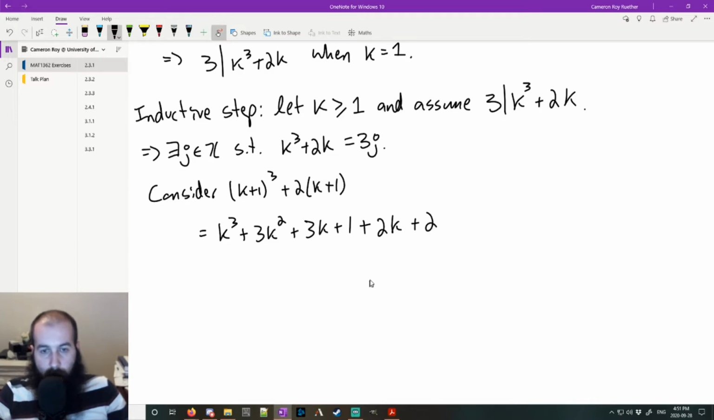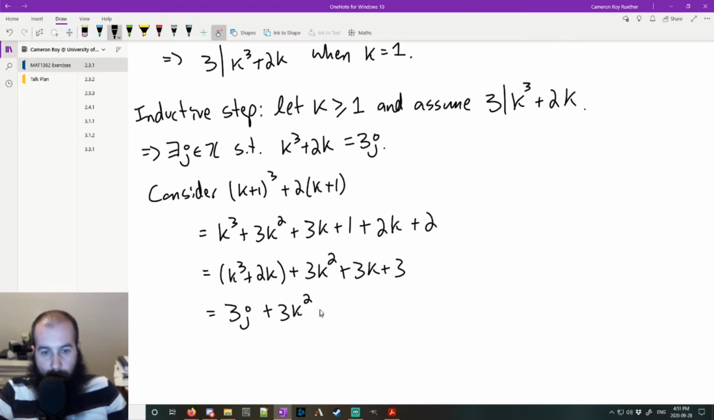As follows. And we can regroup our terms, and in regrouping our terms, our goal is to use this assumption about k cubed plus 2k. So we'd like to keep this k cubed and this 2k together. So I'm going to group those, and otherwise, I'm going to leave everything else on its own. 1 plus 2 is 3. Now this k cubed plus 2k we can replace with 3j, by assumption.